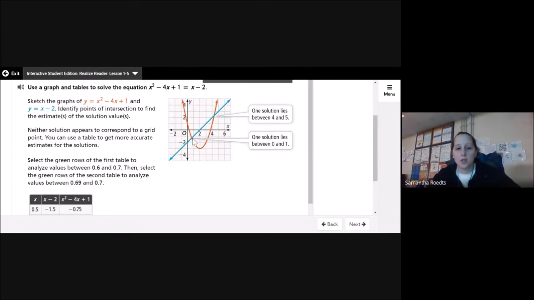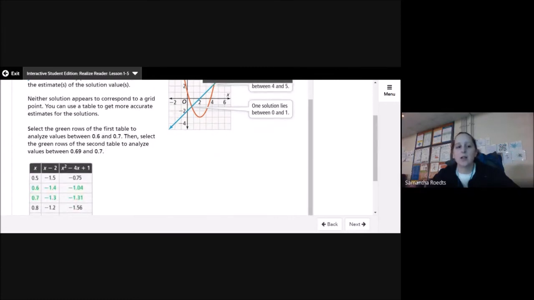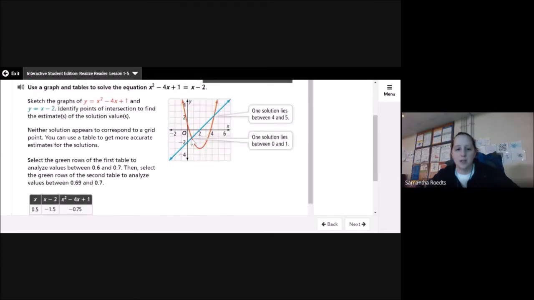So one solution here lies between 0 and 1, and another one lies between 4 and 5. Okay. Neither solution appears to correspond to a grid point, so it's not an exact point. You can use a table to get more accurate estimates for the solution. Select the green rows of the first table to analyze values between 0.6 and 0.7. So notice that it's from 0 to 1. It's probably going to about halfway is here, so it's probably going to be closer around here.